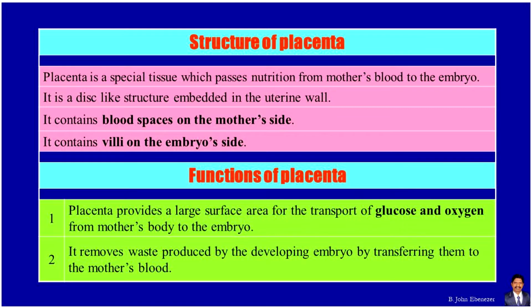Functions of placenta. The placenta provides a large surface area for the transport of glucose and oxygen from the mother's body to the embryo. It removes waste produced by the developing embryo by transferring it to the mother's blood.